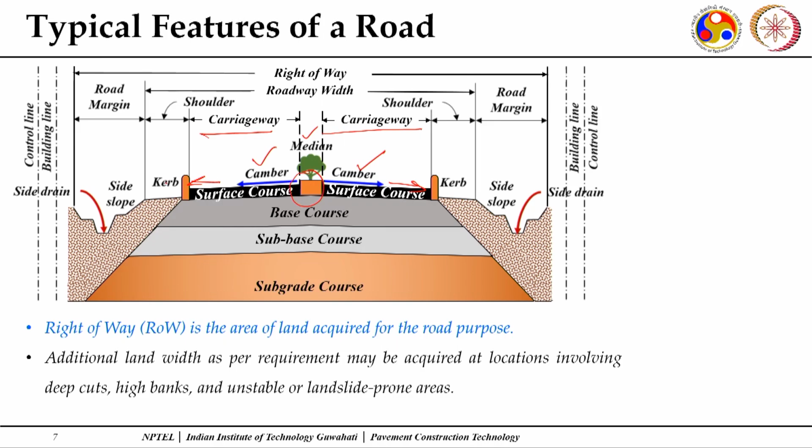Here you can see these are shoulders. Shoulders are again of different types. We will see in upcoming slides what they are. Then comes the shoulder. The width which includes your shoulder, your carriageway, and your median on both the sides becomes your roadway width. Now, this width is there.